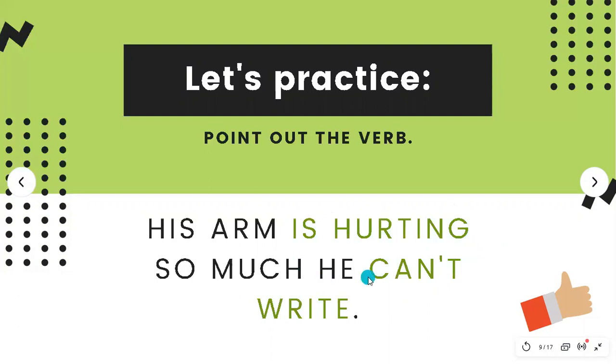Veamos la segunda oración. Can't write. Ok, acá también tengo un verbo de ayuda. El can't, that's a helping verb. Ok, pero mi verbo principal es write. Entonces considero todo esto porque esto me está ayudando a expresar el verbo principal, a describir un poco más al verbo. So, can't write. Todo eso es el verbo. Okay?